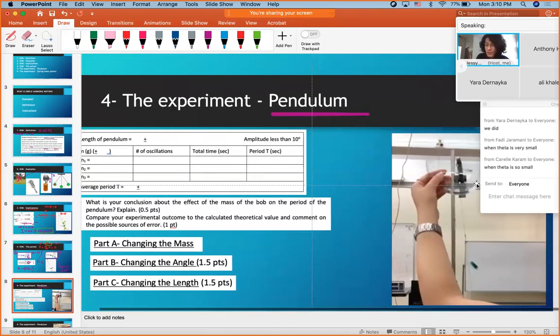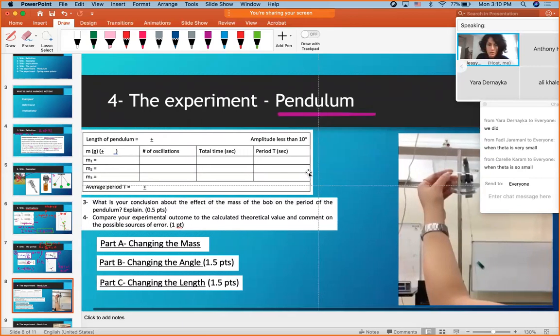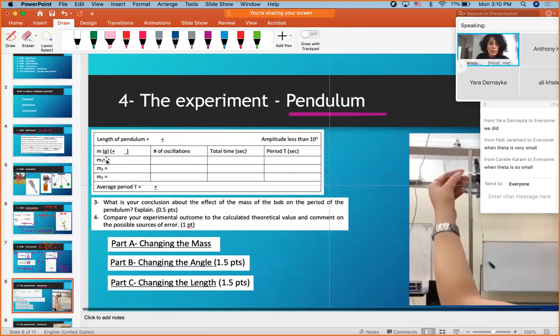And this is how we did the measurement of the amplitude. We used a regular protractor, 10 degrees or a bit like 9 degrees, and then released the oscillations. We're going to change the mass, so mass 1, 2, 3. Number of oscillations, probably let's say 10 oscillations, and find the time for 10 oscillations. The period is time divided by 10. If they give you 5 oscillations, you do time divided by 5.